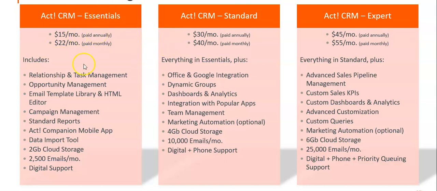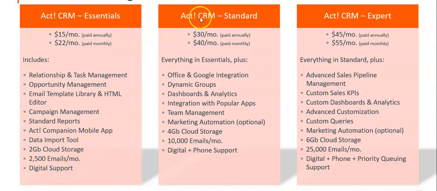The Essentials includes relationship and task management, opportunity management, which we were just showing, as well as a base email template library and an email template editor. We have campaign management and some standard reports out of the box. There's also the Act Companion mobile app and the data import tool. It comes with 2 gigabytes of cloud storage, 25 emails per month, and digital support.